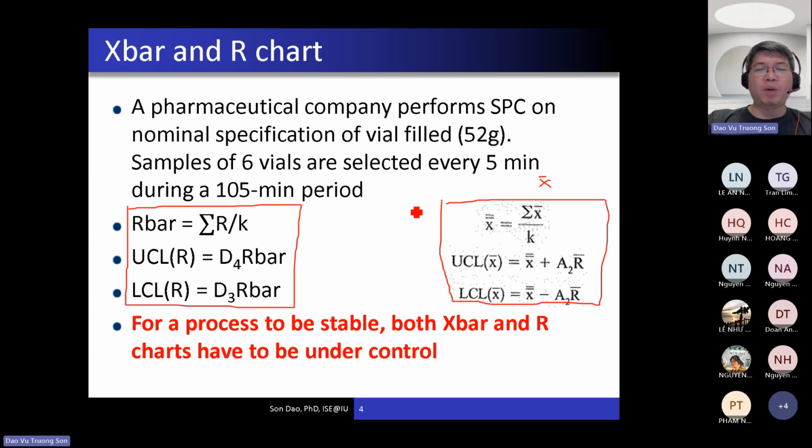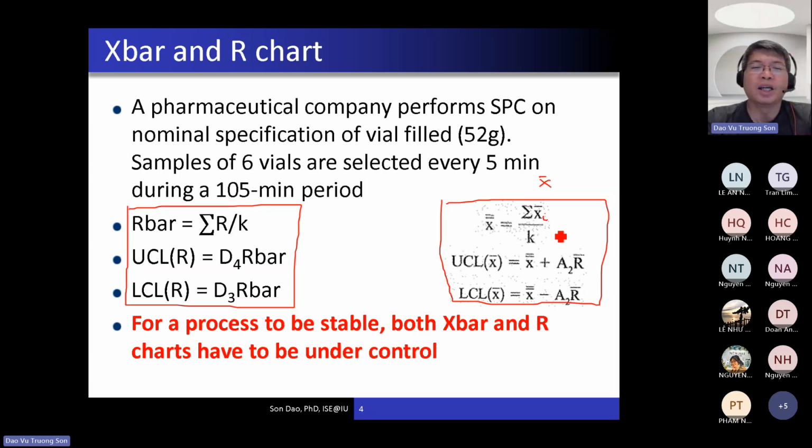So what does it mean, X bar? X bar is the average of each subgroup. Every 5 minutes we have 6 samples. So X bar here is X bar i, which means the average of 6 samples. This means we have 22 X bar values.